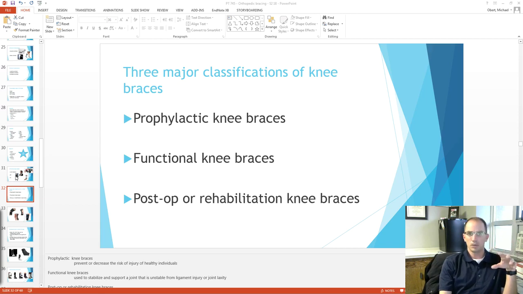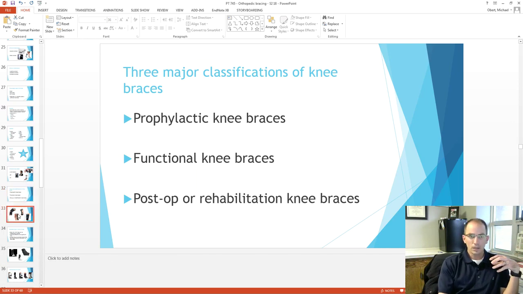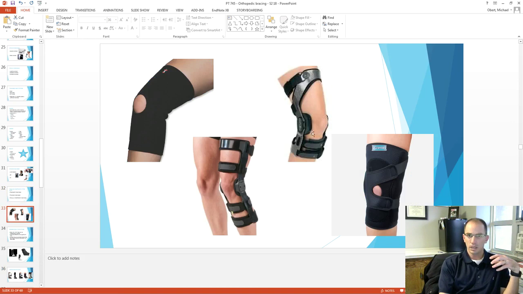So when we go into knee braces, there are three main kinds of braces for the knee that you'll see. There's the prophylactic knee brace, which is basically something I'm going to use to help prevent an injury, and this particular patient I'm using it on is healthy. They don't have any injured body parts. A lot of times you'll see this in offensive linemen that play football. They put them in braces that kind of look like this one here.